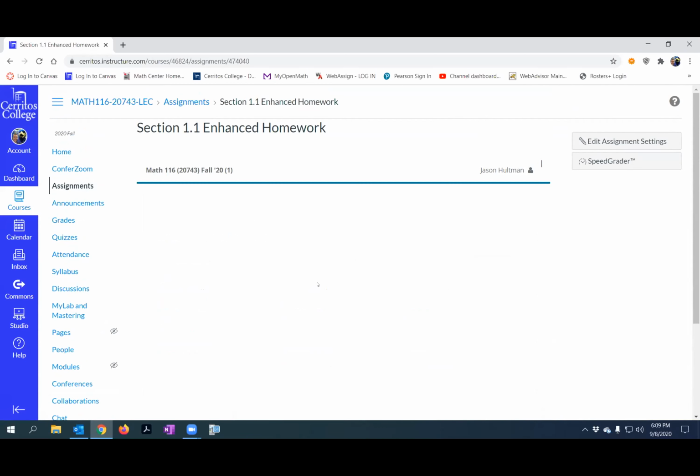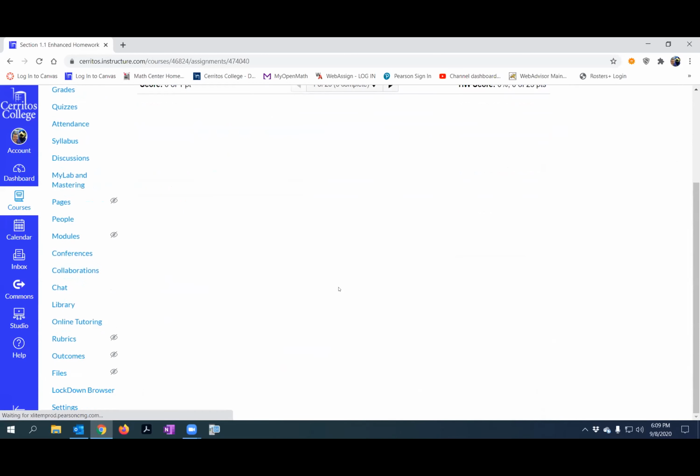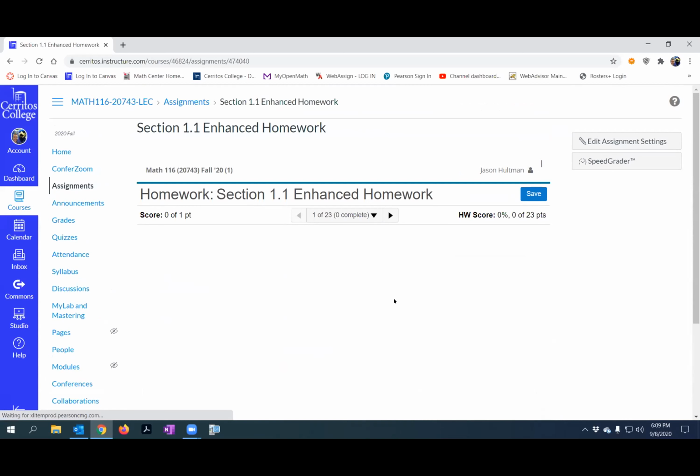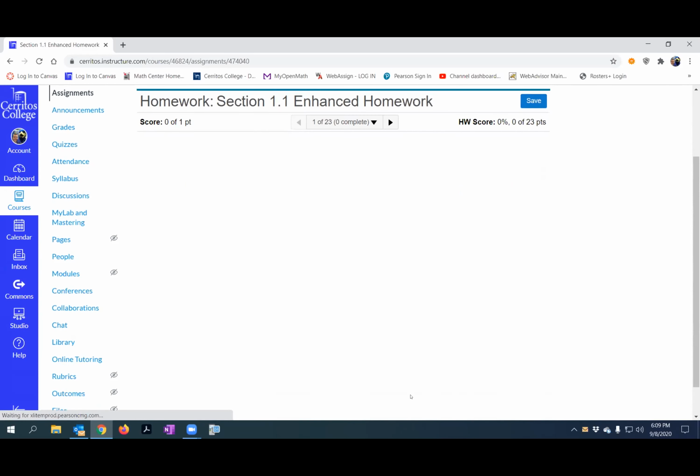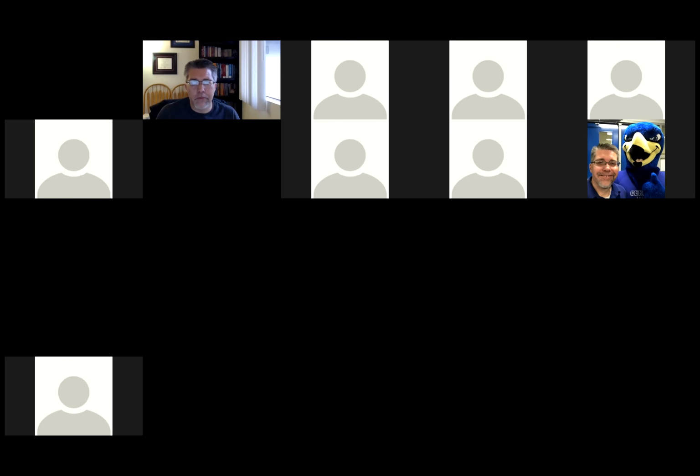It'll come up. I don't know what's going on. Let's see. But there you go. It's lagging for some reason. Maybe it's because I'm screen sharing that it's laggy. Let me stop my share for a second. Question one.